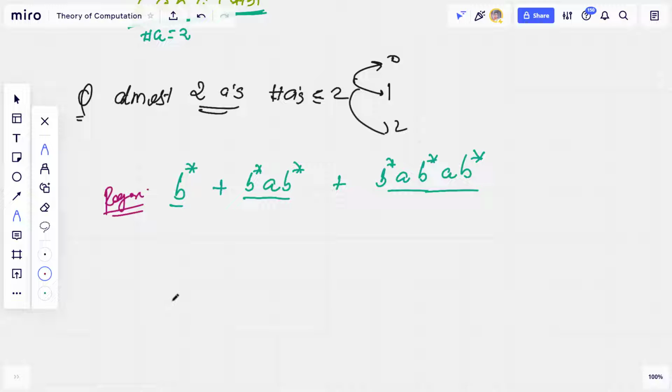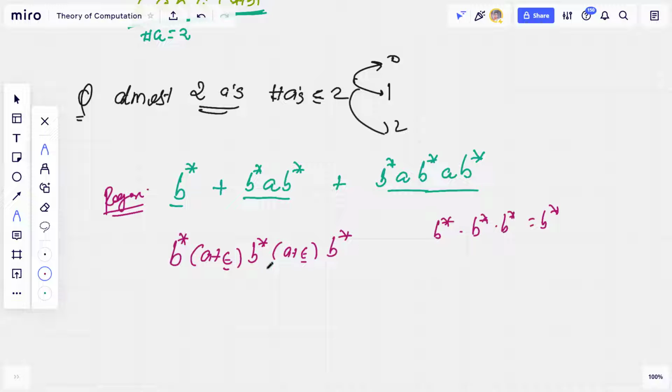So look at this and try to understand it. Any number of B's followed by A or epsilon, followed by any number of B's, followed by A or epsilon, followed by any number of B's. If you think about it, they both are the same. How? If you want zero A's, take epsilon in both the places. Then you will simply get B star followed by B star, followed by B star. I mean, 3 B stars are actually B star only, right?